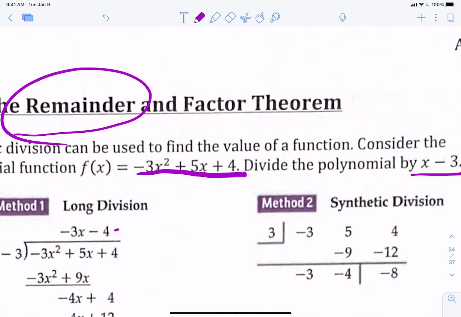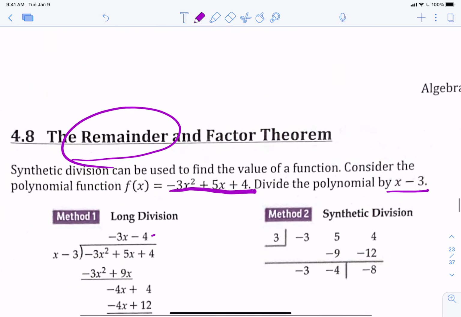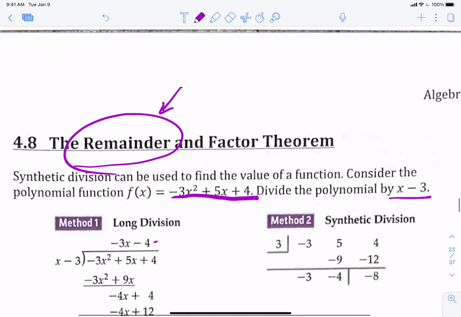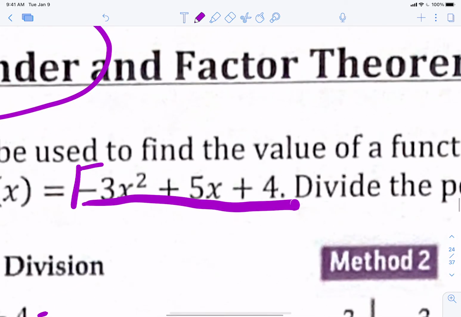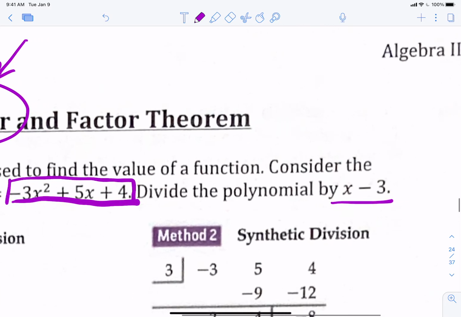Hi. 4-8 is what we're starting for notes. I said that this is the remainder theorem, and then there's something called the factor theorem that we do at the very, very end. And what we're doing to start with is we are looking at this function here, negative 3x squared plus 5x plus 4, and we are dividing that by x minus 3. And we can do that by either long division or synthetic division.